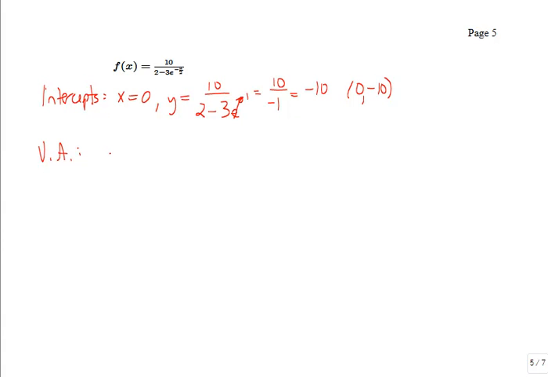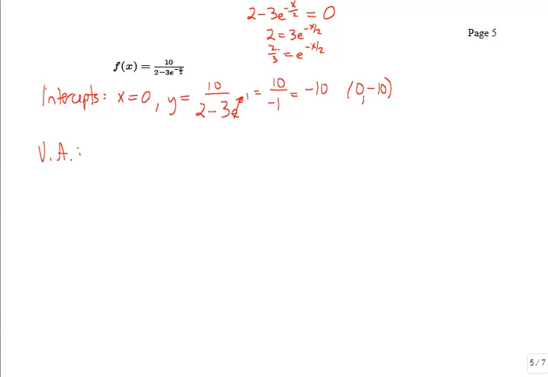So we have to do a little bit of solving here. I'm going to take 2 minus 3e to the negative x over 2, that denominator, and I need to find out when it is 0. So let's add this 3e to the negative x over 2 over to the other side. And then I'm going to take each side and divide by 3. We're trying to isolate that e.